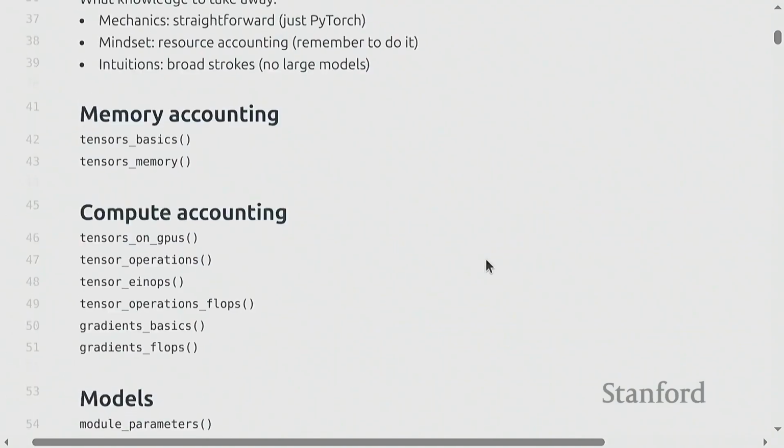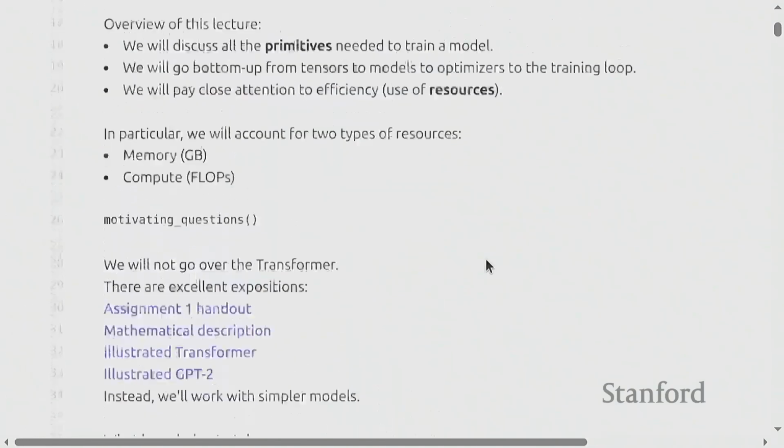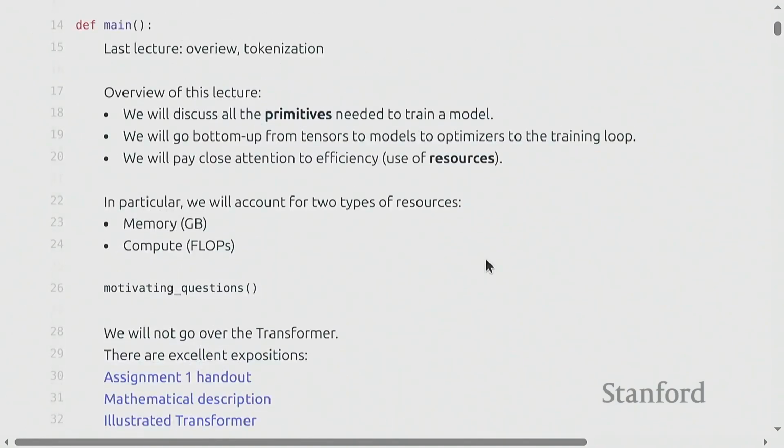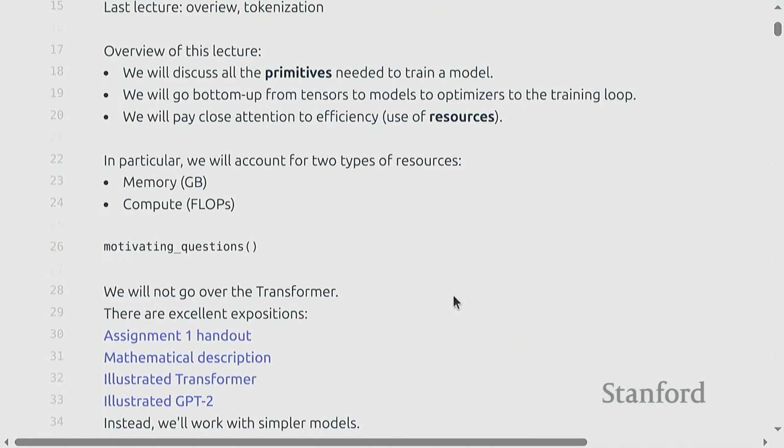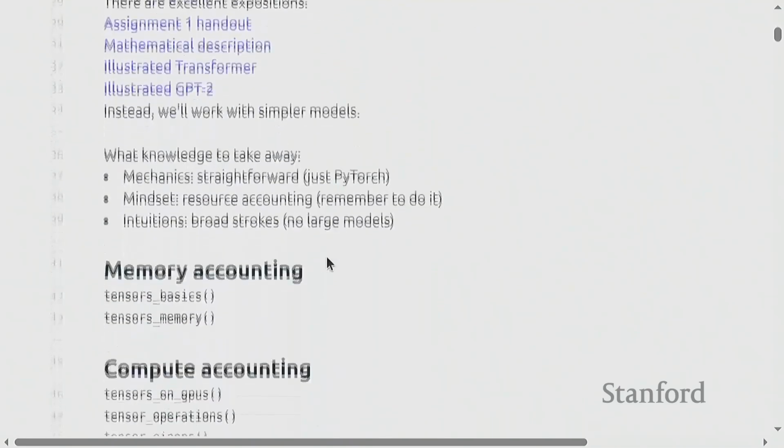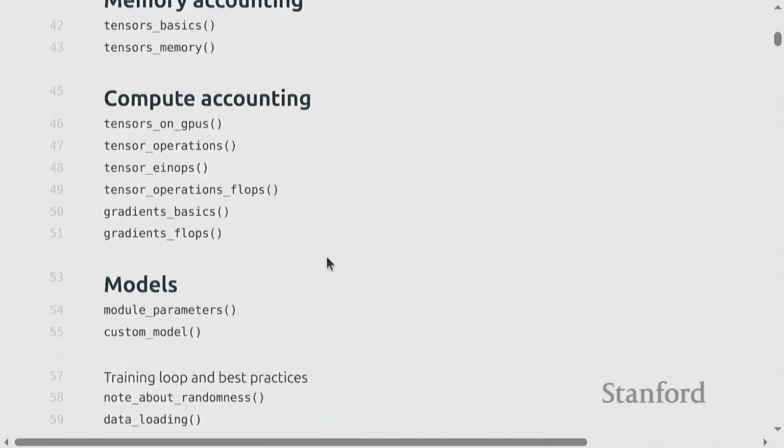Okay, so I will wrap up there. Just to conclude, we have talked about the different primitives to use to train a model, building up from tensors all the way to the training loop. We talked about memory accounting and flops accounting. For these simple models, hopefully once you go through assignment 1, all of these concepts will be really solid, because you'll be applying these ideas to the actual transformer.